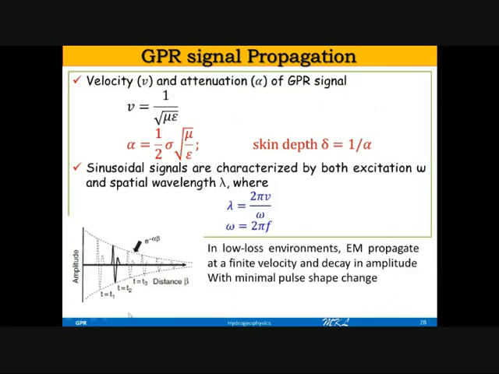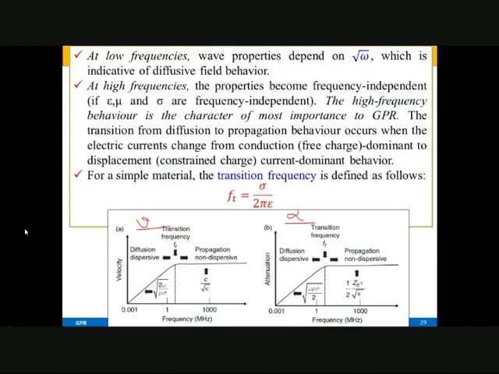So in a low loss environment, EM waves propagate at a finite velocity, and decay in amplitude with minimal pulse shape change. So at low frequency, the wave properties depend on root omega, which is indicative of diffusive field behavior. This is the transition frequency where the diffusive, dispersive properties converge to propagative, non-dispersive properties of the EM wave. So at low frequency, you see the velocity increases with the frequency, but here the velocity is almost constant at the high frequency condition.